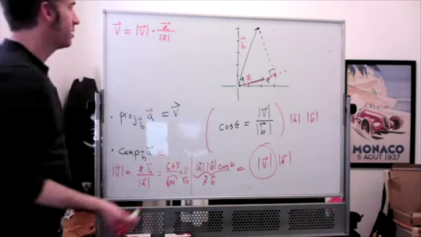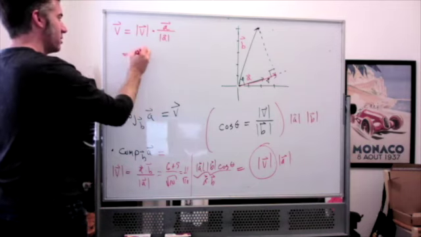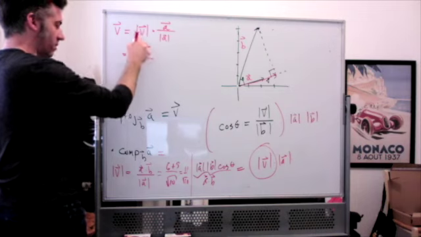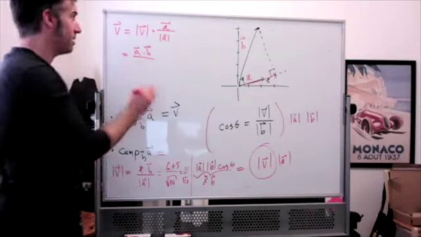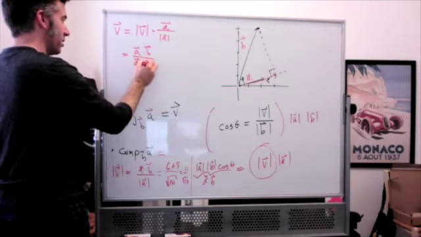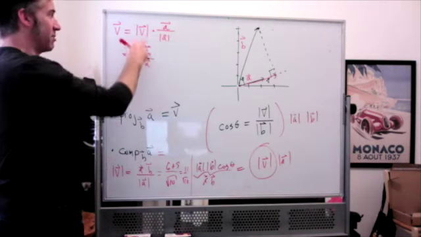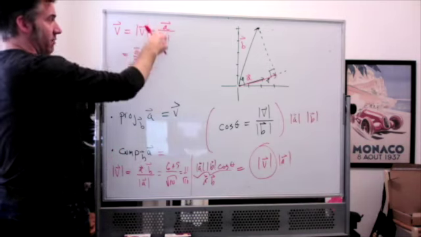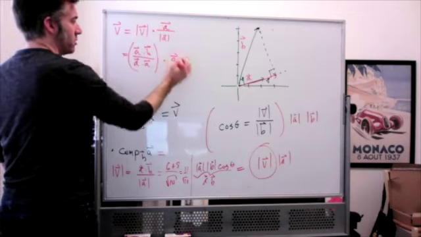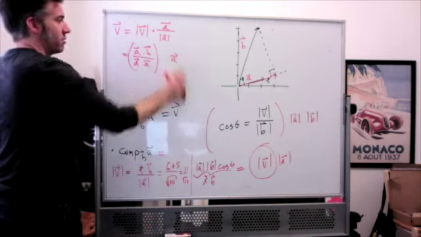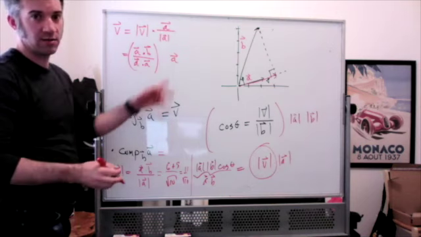So this becomes A dot B over the magnitude of A times the magnitude of A again, or A dot A. And note, I will mention my notation here, that looks like a dot product. It's not. It's the magnitude of V times the vector A divided by the magnitude of A, and not a dot product. These are dot products: A dot B over A dot A, times A.